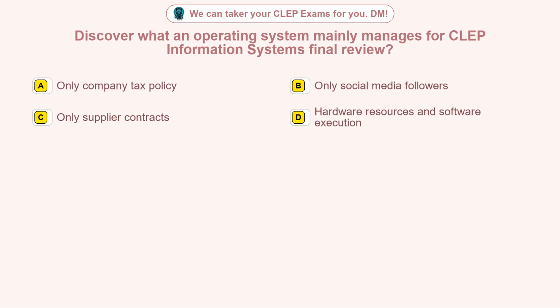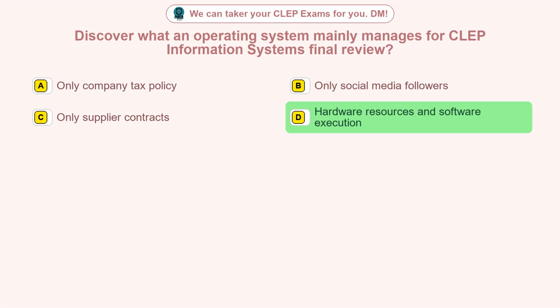Question 63. Discover what an operating system mainly manages for CLEP Information Systems final review. Option A. Only company tax policy. Option B. Only social media followers. Option C. Only supplier contracts. Option D. Hardware resources and software execution. The correct answer is option D.